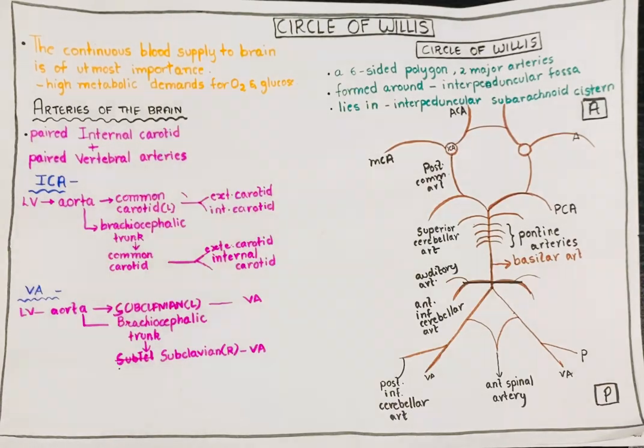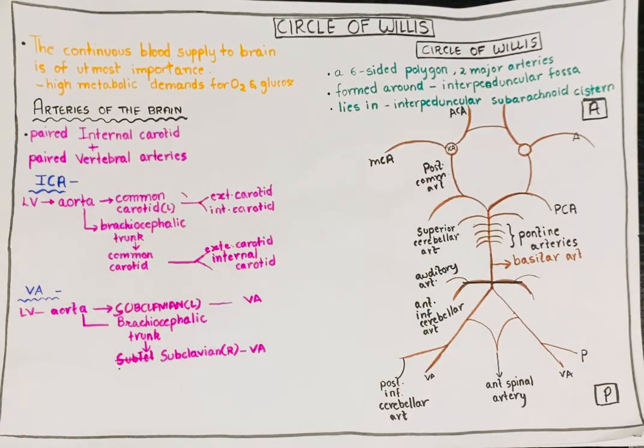A very brief recall. We have the left ventricle. From the left ventricle arises the aorta. From the arch of aorta, we have three arteries which are going to arise. These are the left common carotid, the brachiocephalic trunk, and the left subclavian artery. Our brachiocephalic trunk is later on going to give off the right common carotid and the right subclavian artery.